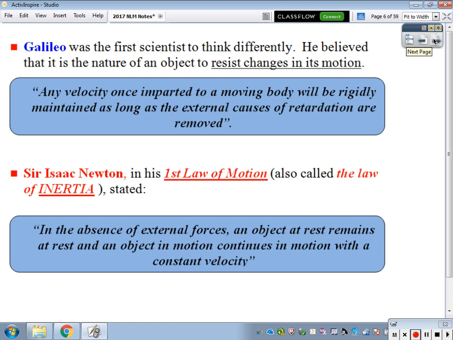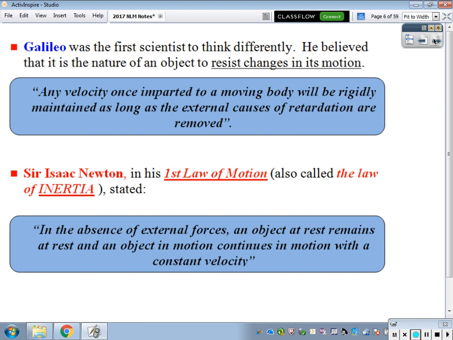And it was Galileo who came along and gave us something a little bit different. So this was in the 1600s. He was the first scientist to think differently. And he believed it is the nature of the object to resist a change in motion. And understand the difference between that. That means that whatever motion it has, it is going to want to resist changing that motion. So that also incorporates something that is potentially moving.